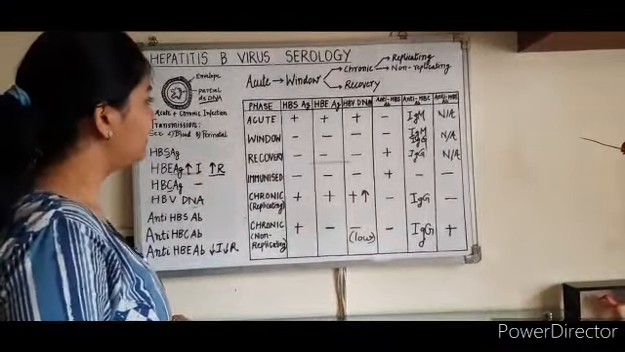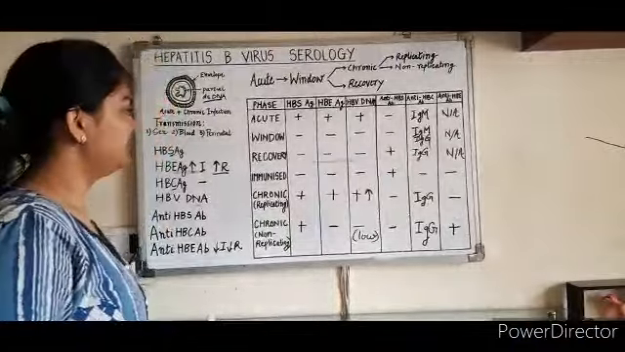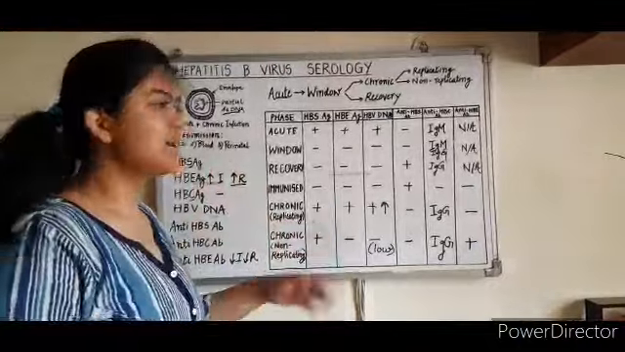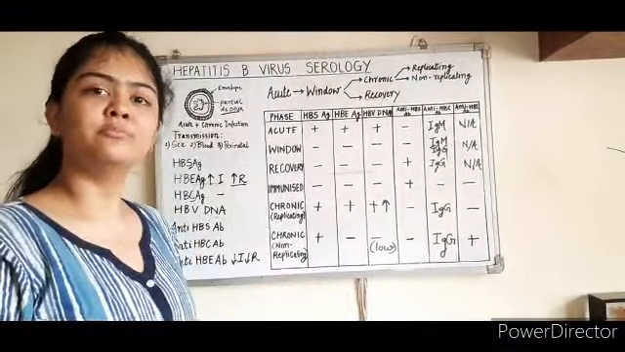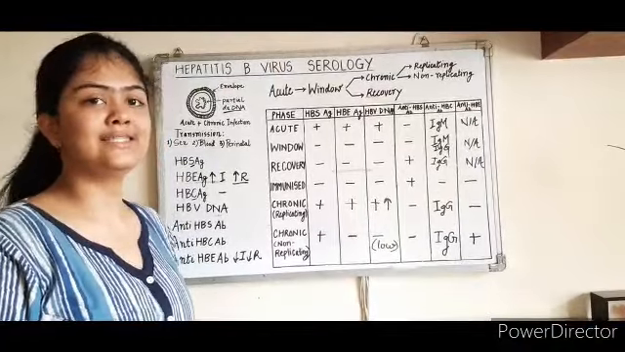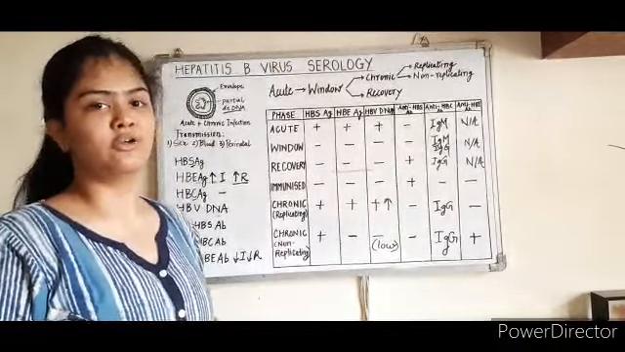So I hope this helps you and that I was successful in making you learn all these titers. Following will be the graph put at the end of my video as to the decreasing and the rising titers of all these antigens and antibodies during the course of the disease.